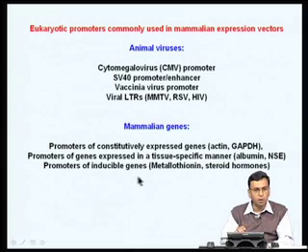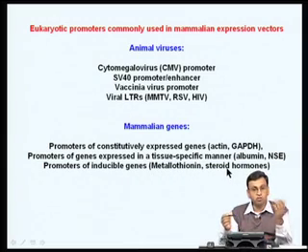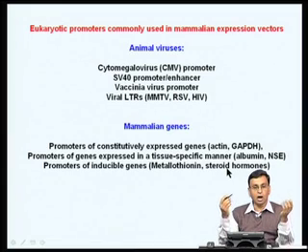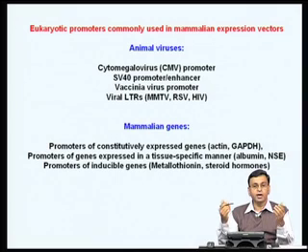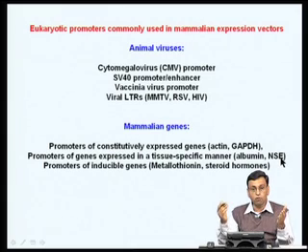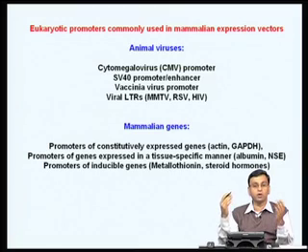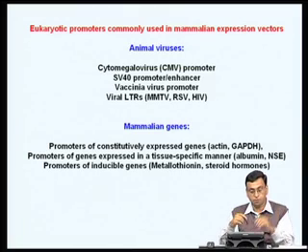You can also use promoters of genes which are expressed in a tissue specific manner. For example, if you use an albumin promoter, you can express your transgene only in liver cells or liver cell lines. You can use, for example, promoters like neuron specific enolase, which is a very powerful promoter, and when you use this promoter, you can express your genes only in neuronal cells or neuronal cell lines.